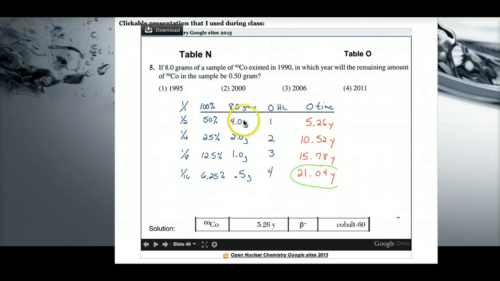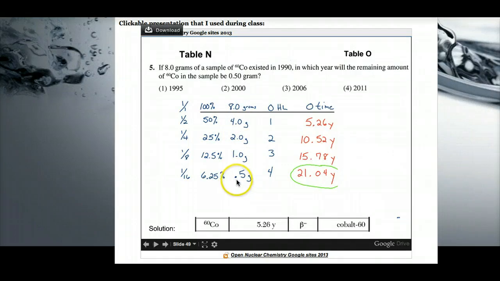Half of 8 was 4, half of 4 is 2, half of 2 is 1, and of course half of 1 is 0.5. And they said when 0.5 grams is remaining, so 5 halvings. I like this zero timeline because it separates 0 half-life. Some people think this might be 1, 2, 3, 4, 5 halvings. The 0 half-life line is nice because it separates where you're actually counting from.